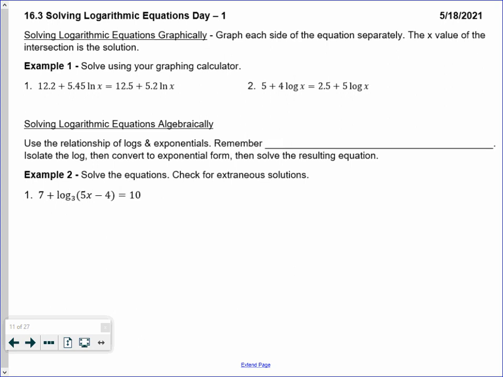How's it going, guys? Today in this video, we're going to be going over module 16.3, day one. We're going to be solving logarithmic equations. We're not going to do it graphically. We're only going to be doing it algebraically.